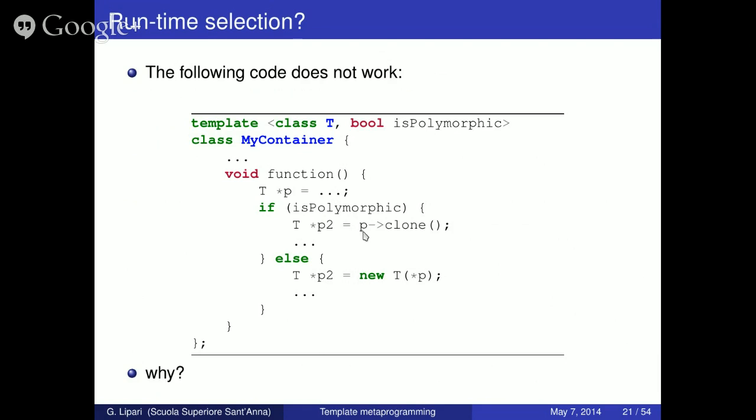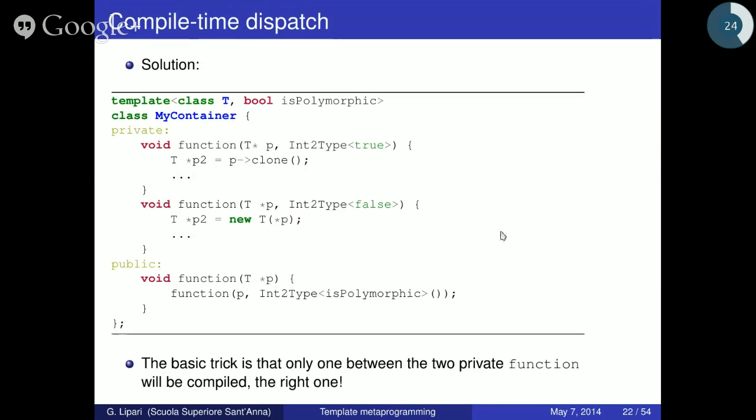Okay, so we are in trouble here, because if we use if then else, both the then branch and the else branch must be compiled. So how do we solve this? We use the technique I showed before: compile time dispatch.